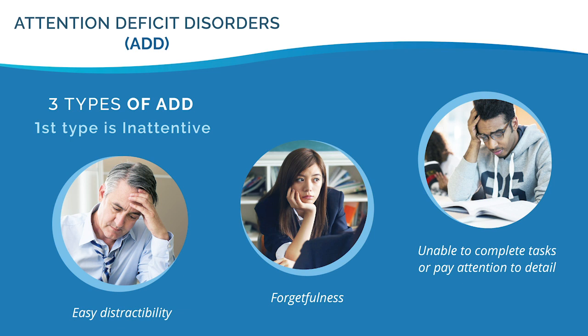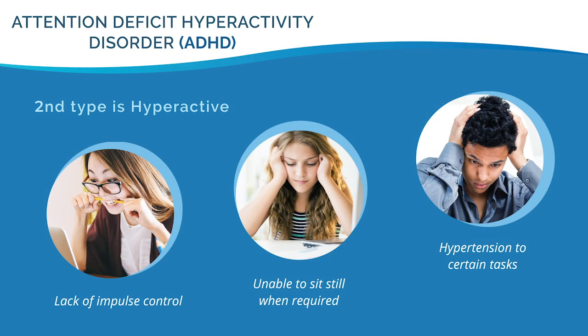The first is inattentive. Typically, when someone is referring to ADD, they are referring to inattentive ADD. It is marked by easy distractibility, forgetfulness, and an inability to complete tasks or pay attention to detail. The second type of attention deficit disorder is hyperactive, also known as ADHD. It is marked by a lack of impulse control, inability to sit still when required, and hyperattention to certain tasks.